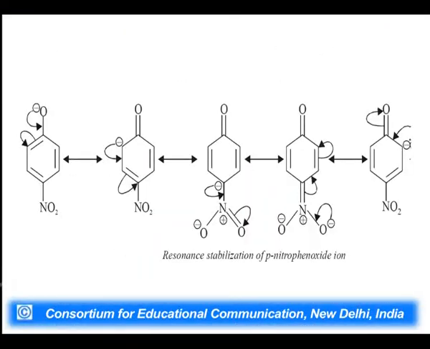Whereas if we look into the meta nitrophenol, then this nitro group cannot undergo conjugation with the phenoxy group and it stabilizes the carbanion only through minus I effect. As a result of this, what we find is the order of acidity is, para is most acidic, followed by ortho and then the meta.